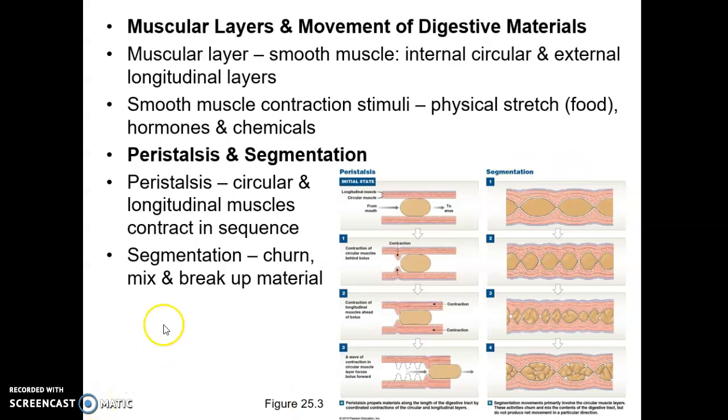So to complete the explanation here of segmentation and its function, it's the back and forth movement of the food bolus, food item, and in doing so, breaking it up, segmenting it, and in doing so, increasing surface area for access by the enzymes to more efficiently break down, chemically digest the food, and to mix things up. And this is what's occurring in the small intestine.